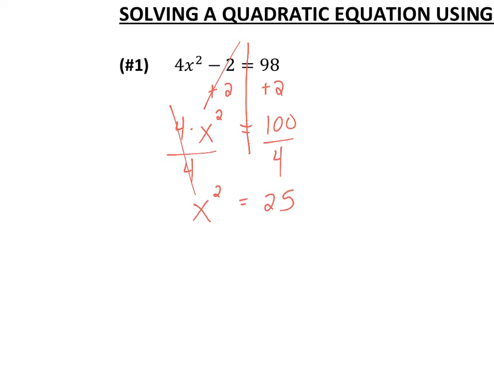The last thing we have to do now is get rid of that squared. Okay, so to get rid of the squared, the inverse is taking the square root. So we're going to solve by taking the square root of both sides. Okay, so we take the square root of x squared, you're left with x. Because x times x is x squared, so the square root of x squared is x. And the square root of 25 is 5.